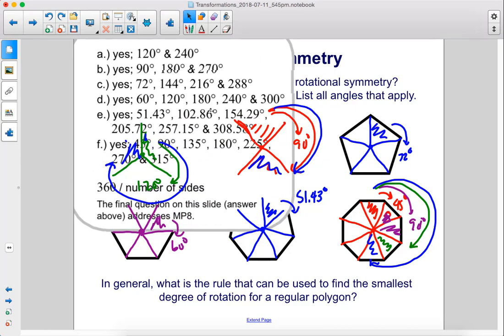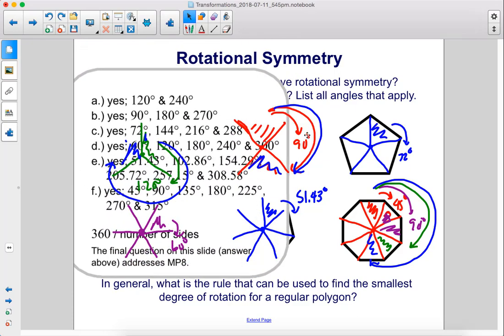And the rule that applies here is that if you want to know what this amount of degrees is, the minimum amount, it's 360 divided by the number of sides the shape has.